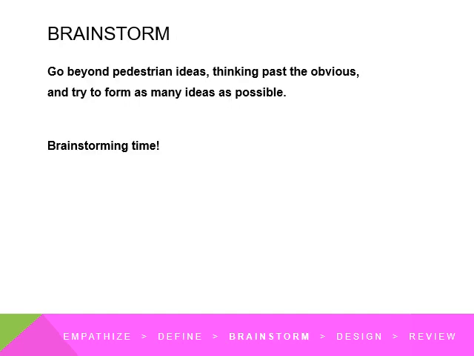Okay, so then the next stage is brainstorm. Now we're going to explore various lines of thinking. We're going to generate a bunch of ideas, which are called concepts, and we're going to think past the obvious and try to form as many ideas as possible. So you've heard me say this a few times now in our brainstorming parts of our activities. We're not going to judge our ideas. We're just going to come up with as many ideas as we can think of, and we will judge them later, right? So you're trying to go beyond pedestrian ideas, think past the obvious.